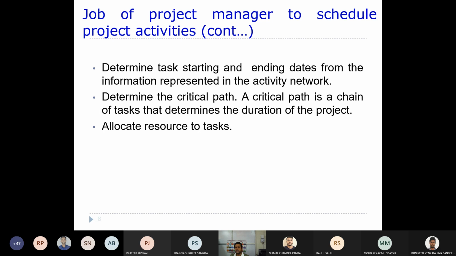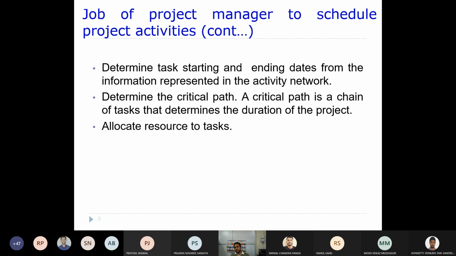Okay, and then determine task starting and ending dates for the information represented in the activity network. So there you will be saying what time this task should start and by what time this task should complete. Okay, by what date this particular task should be completed. So this sort of starting and ending dates will also be provided in the activity network. Okay, determine the critical path. Critical path is the chain of tasks that determines the duration of the project.